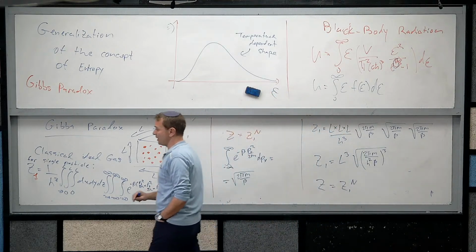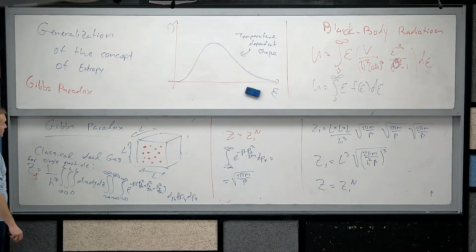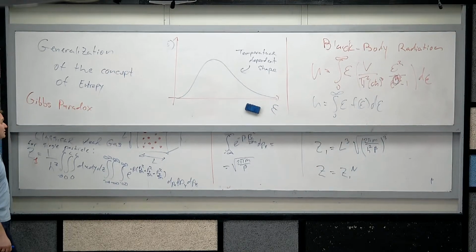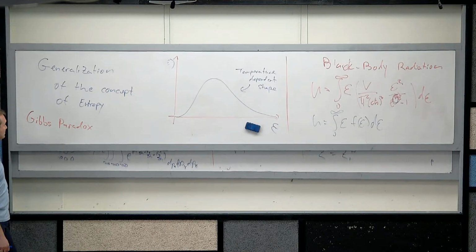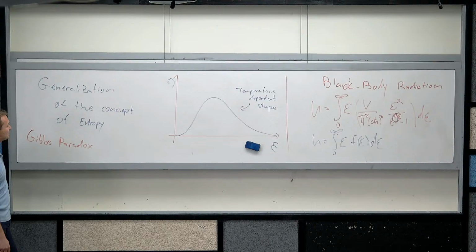Okay, so what's the big paradox? Where is this paradox coming from? Why do we have a paradox at all?